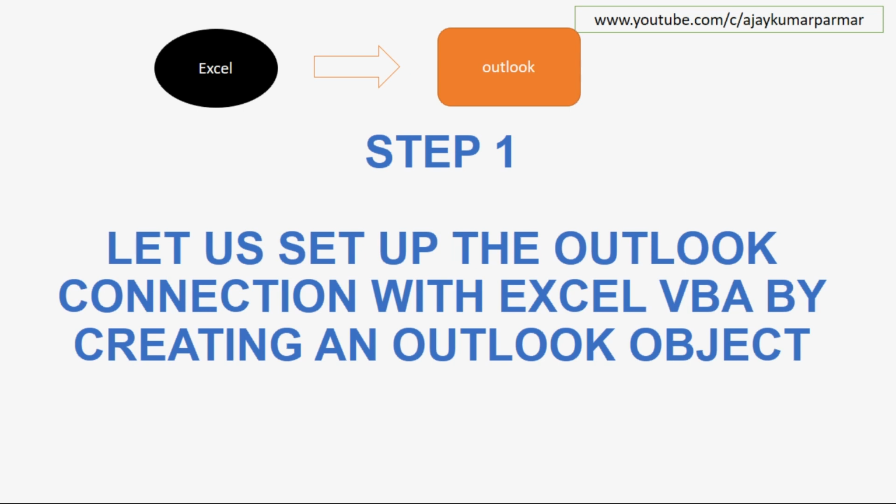So the first idea is that we are going to set up the Outlook connection with the Excel VBA by creating the Outlook object, right? Now what does that mean? I'll brief you about it. I'm just sharing this information in advance with you, so that when I write the code, you should be knowing what we are going to do.